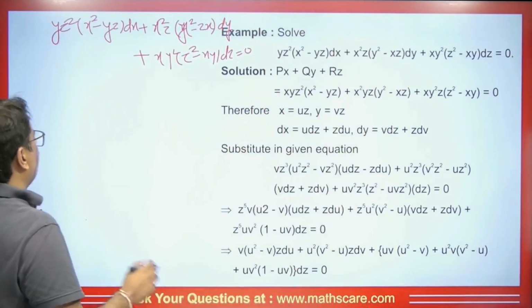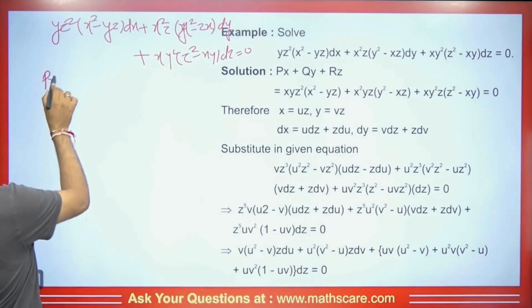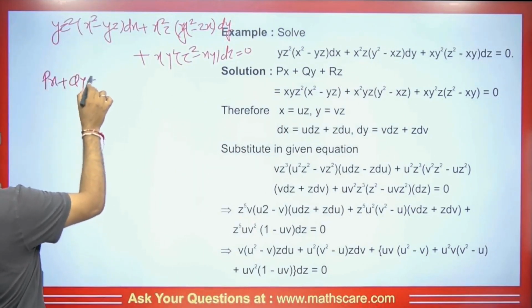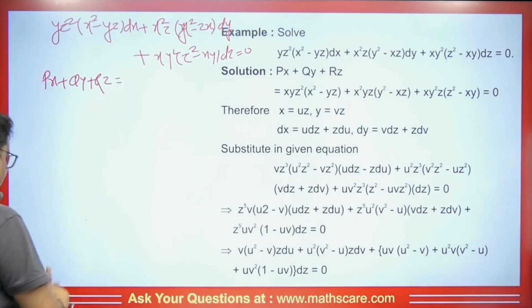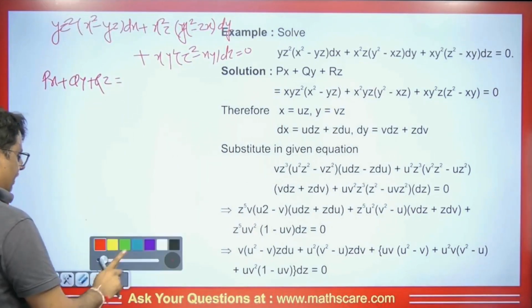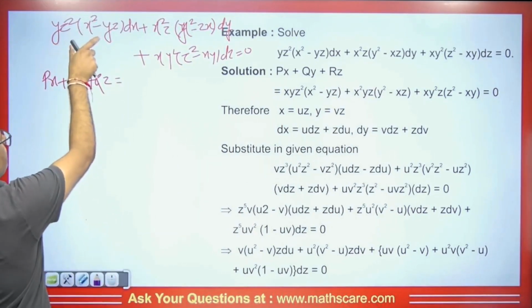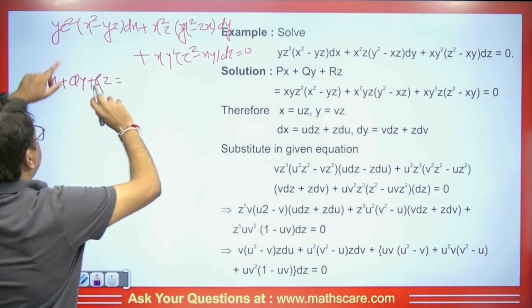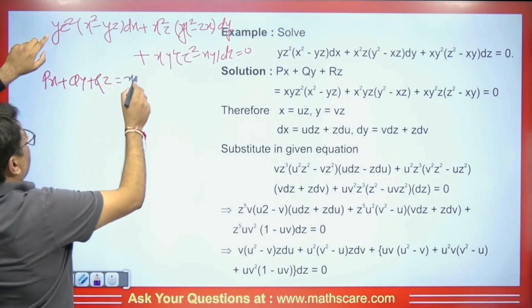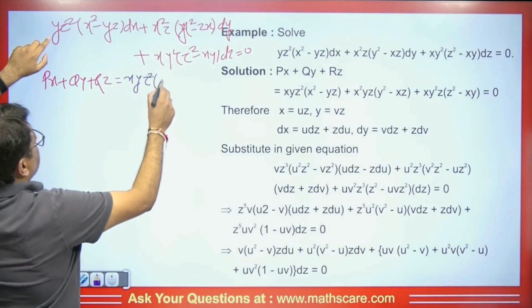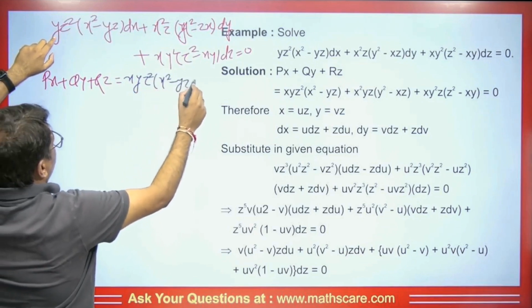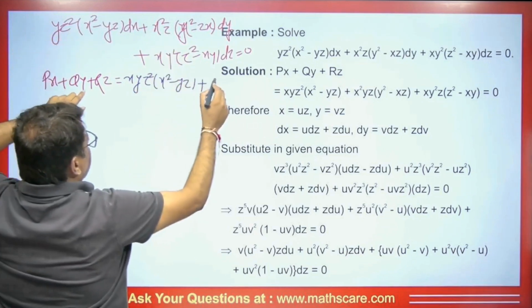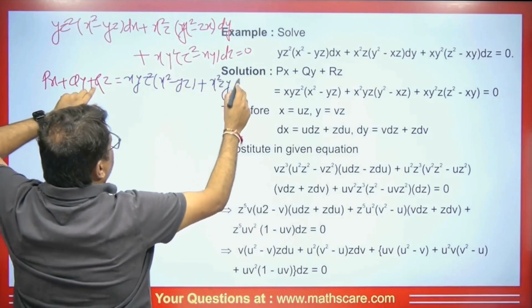So this is homogeneous. Now what we will do here is calculate Px plus Qy plus Rz. We will calculate the value of this. We will multiply this by x. When you multiply by x, this will become xyz squared into (x squared minus yz), plus multiply this by y, so it will be x squared zy.